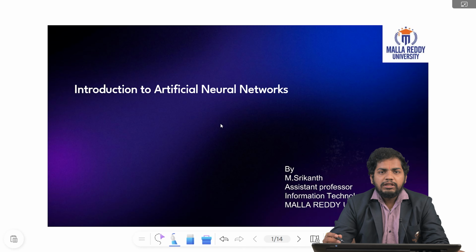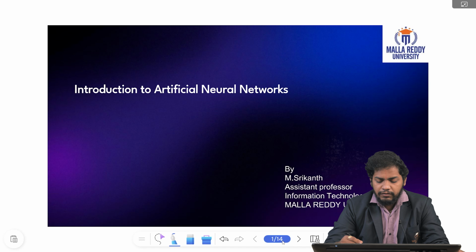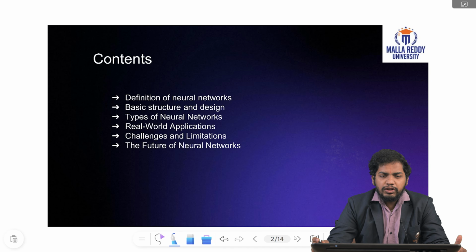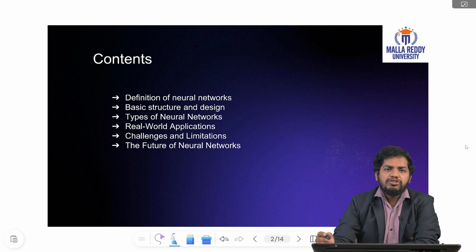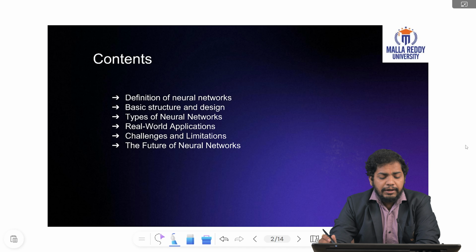So today's topic is about artificial neural networks. In today's topic, we are going to learn about the definition of the neural network, basic structure and design of a neural network, types of neural networks, real-world applications of those neural networks, and challenges and limitations, and what the future holds for these neural networks.